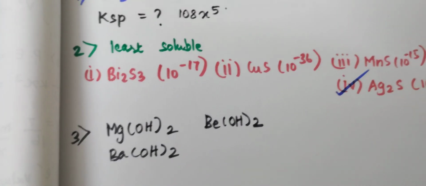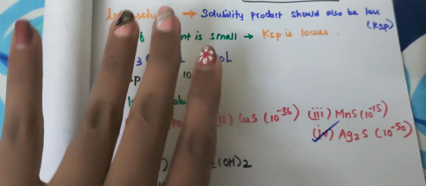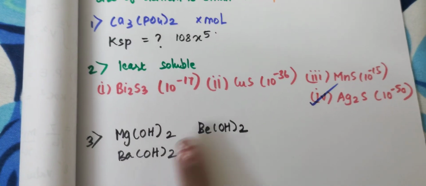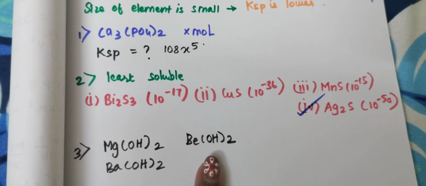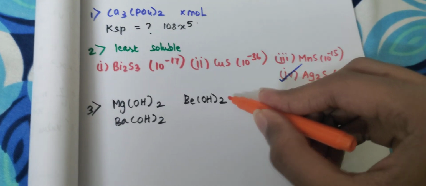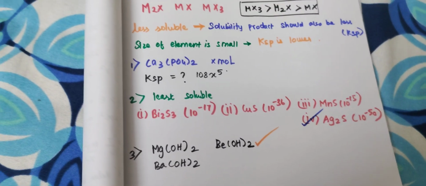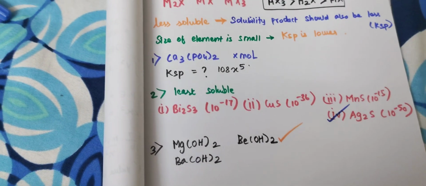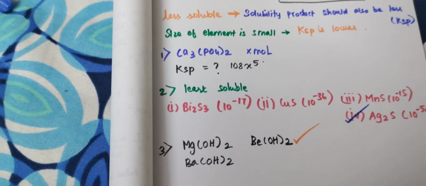Just now we have discussed that if the size of the element is small, the KSP is also lower. So compared to these three, the size of beryllium is small, right? So beryllium hydroxide has the least solubility product. Okay, so this way only you will get to answer the questions. All right, and let's just try to do one more small example.